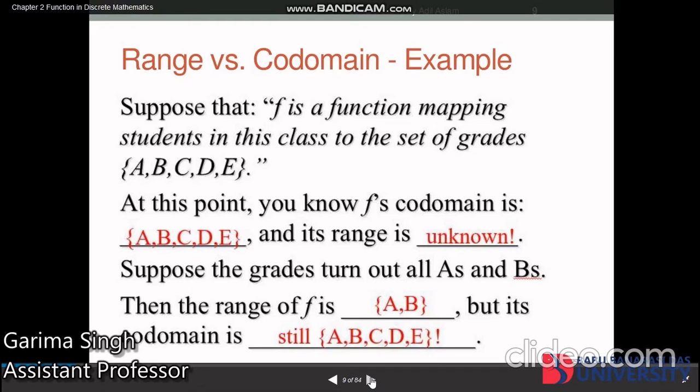Range versus codomain example. Suppose that f is a function mapping students in a class to the set of grades A, B, C, D, E. At this point, you know f's codomain is A, B, C, D, E and its range is unknown. Suppose the grades turn out to be all A's or all B's, then the range of f will be A or B, but its codomain is still A, B, C, D, E.